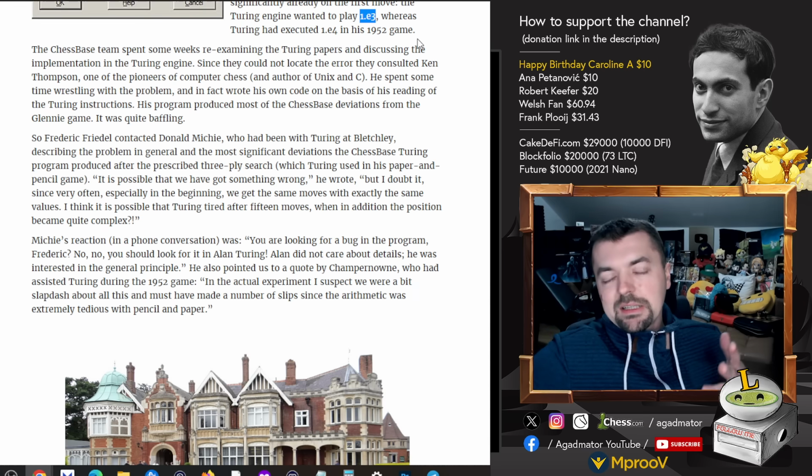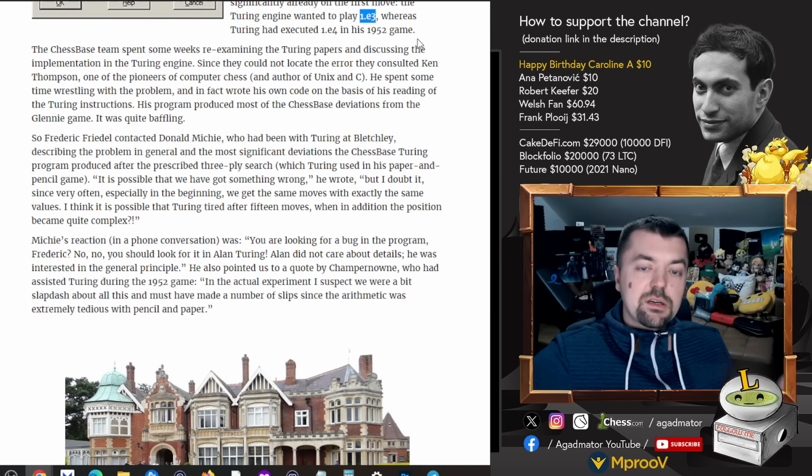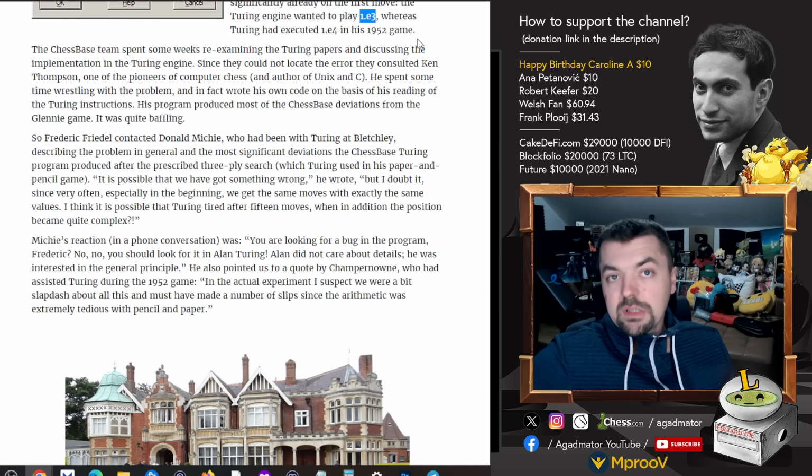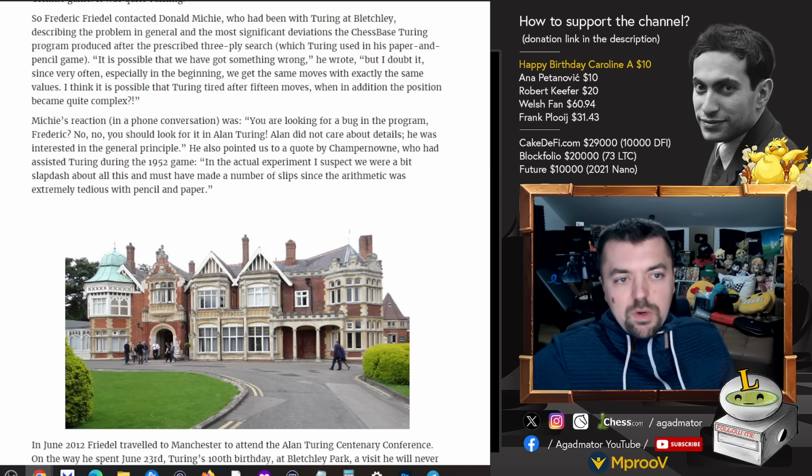What made the algorithm go e3 against Kasparov in 2012, and against Alick Glennie in 1952, the algorithm wanted to play e4? Well, they spent quite a lot of time on this. Actually, the ChessBase team spent some weeks re-examining the Turing papers and discussing the implementation of the Turing engine.